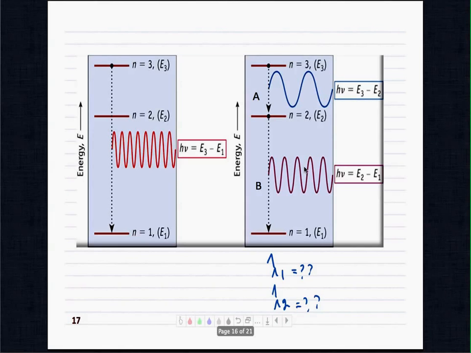Okay. So for transition A, the energy difference delta E A is much bigger than delta E B, right? And we said that energy and wavelength are inversely proportional. That means lambda A is definitely going to be shorter than lambda B. This is what you have to keep in mind all the time: wavelength and energy are inversely proportional. The higher the energy, the shorter the wavelength. Okay?